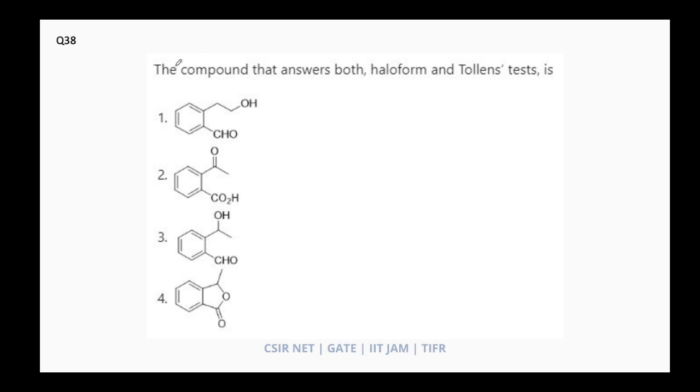Next question, guys. Question number two from the same paper. The compound that answers both the haloform and Tollens' test. Yeah, just look at the question, all the options by yourself, and then we will discuss.